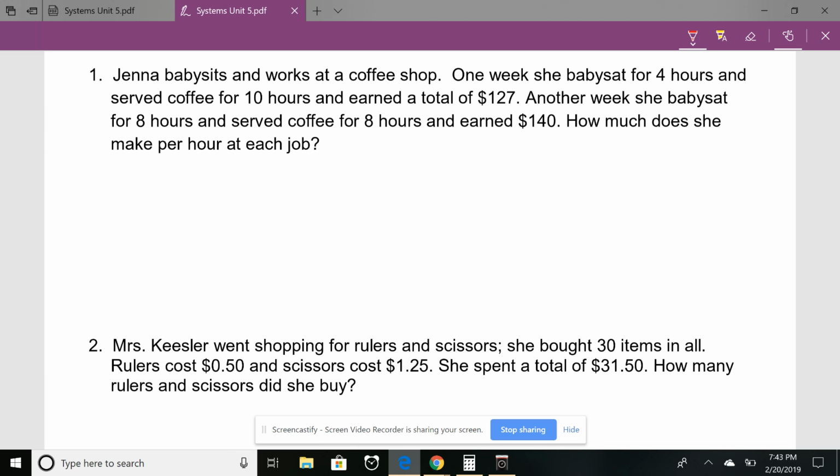In today's lesson, we're going to be solving a system of equations using real-world scenarios and reading word problems, being able to come up with a system of equations and solving it in standard form.